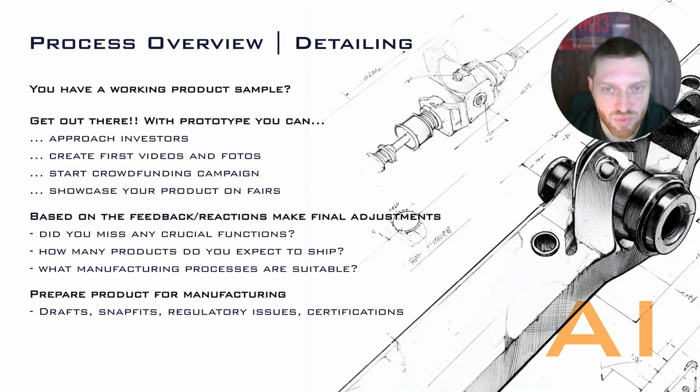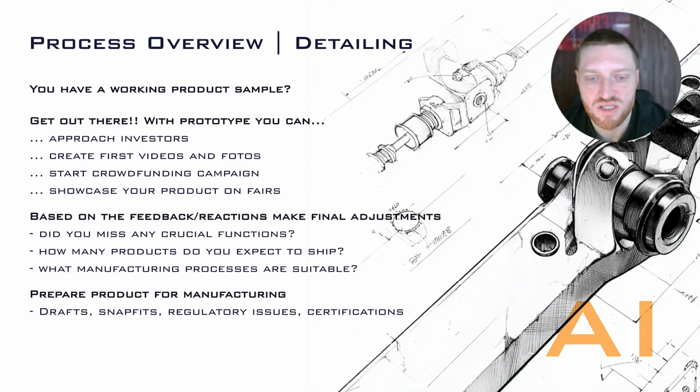So the next stage would be the detailing stage. So you have a working product sample. Now is the time to get out there. With the prototype, you can approach investors. You can create first videos and photos. You can start building a crowdfunding campaign with those materials, and you can showcase your product at fairs and exhibitions, and talk to real people with real issues about your problem, and see if there are still things that you miss that are crucial functions, or things that you wanted to implement that actually show to be redundant.